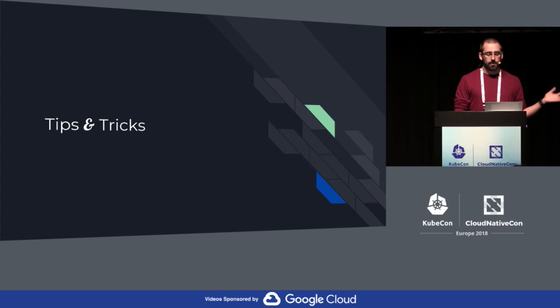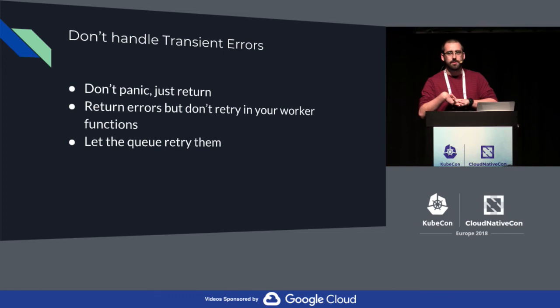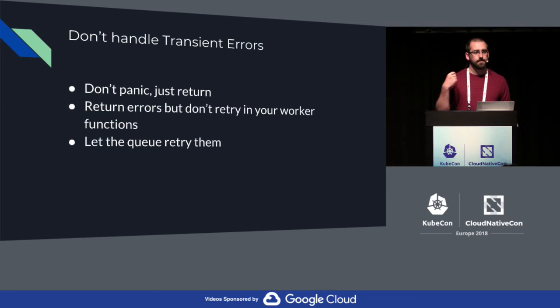But there are a few more tips and tricks for this. One of the things that you may have noticed is that I never actually handled an error in that code. And that doesn't just extend to the generic code. That actually extends into the actual work function. One of the things we started out doing was handling our errors and retrying and trying to do all this fancy diff and fetch the object again and make sure that you had the proper revision.